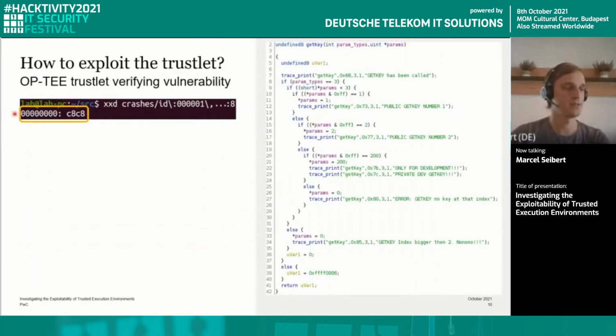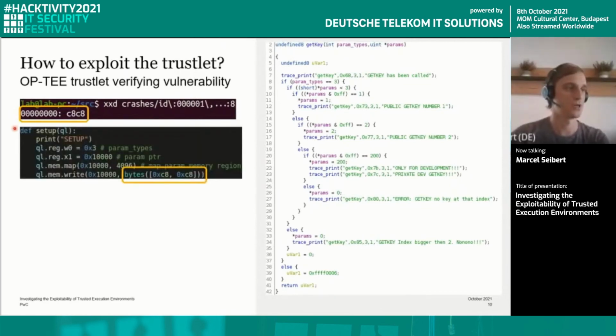So here we can see that the input was C8. Let's try it in our own manual emulator and change the byte from 0x1 for the first branch to C8 and see what happens. Right here, you can see again the setup function, and the only thing we have to change is the buffer, the bytes that are in the buffer, and those bytes are C8. Okay, let's run this and see what the output is.